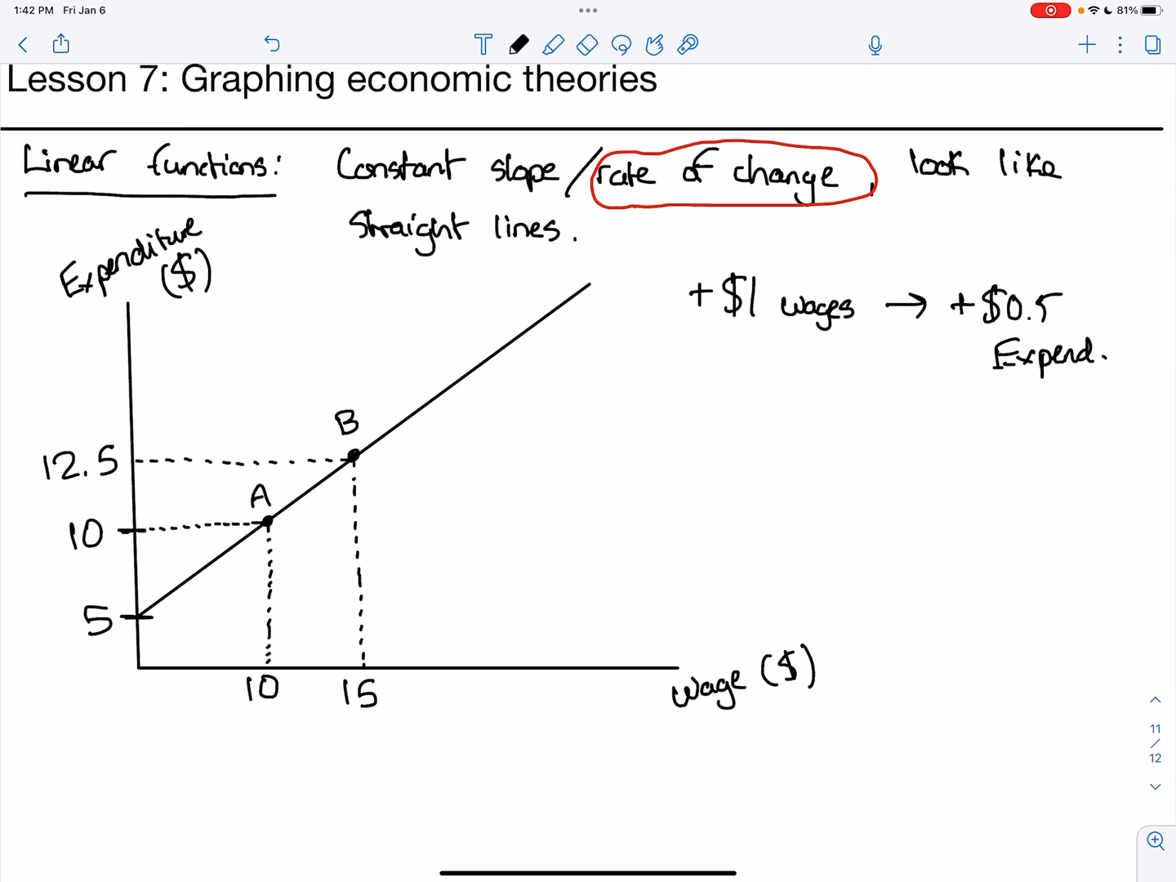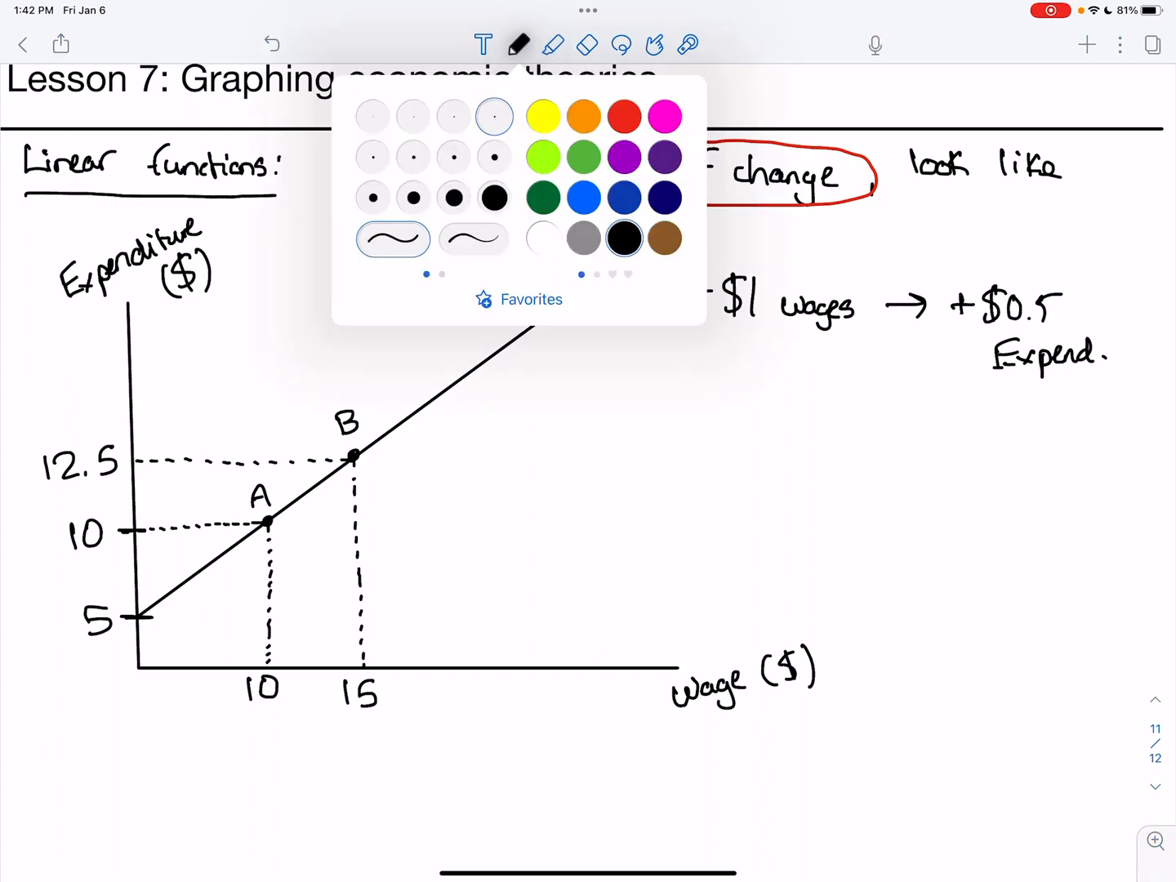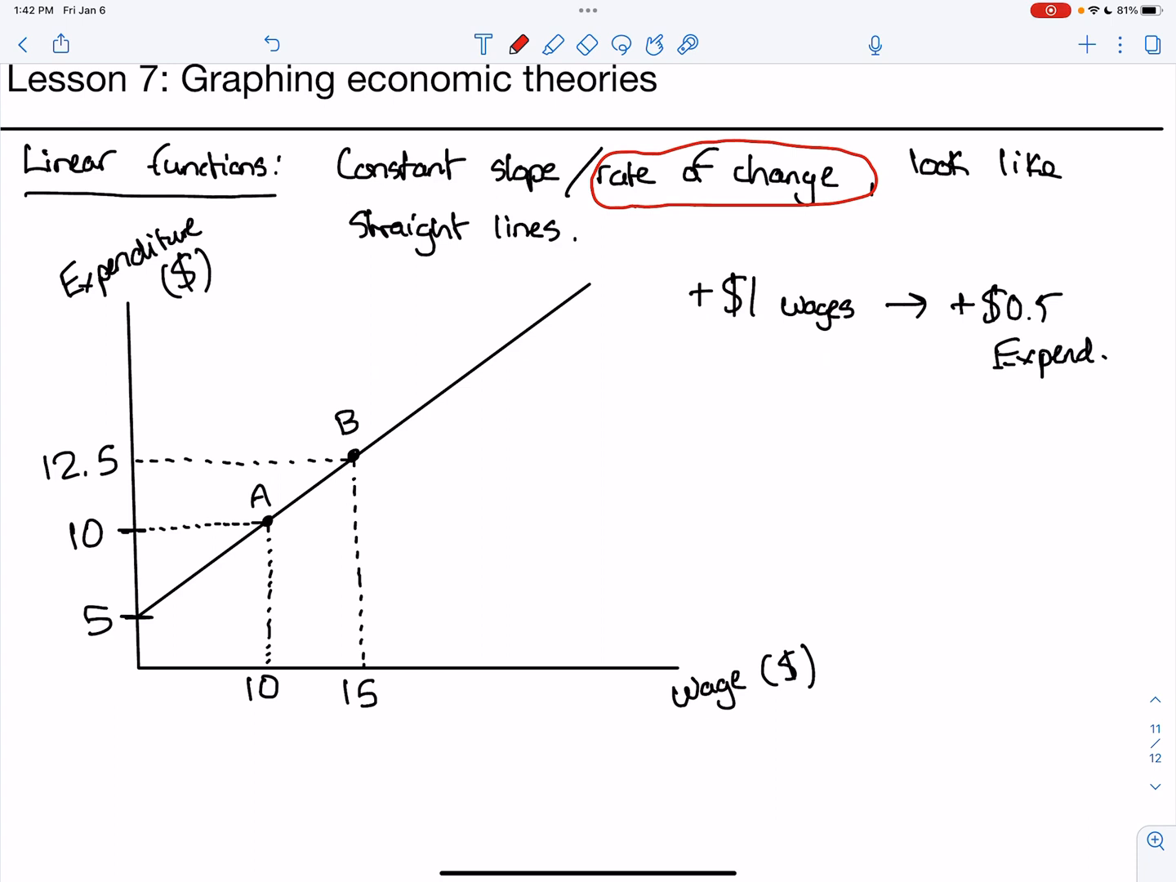Now, how do you calculate the slope? We already talked about rate of change, which was intuitively understandable. As we said, every time wages increase by 1, you have a commensurate 50-cent increase in expenditure. Let's change that to mathematical language and talk about slope now. Our formula for slope is delta y over delta x.